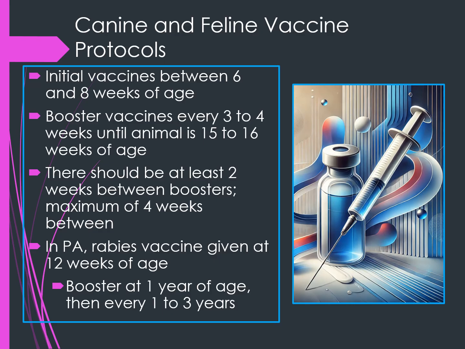There should be at least 2 weeks between boosters, but a maximum of 4 weeks. 3 weeks is a good number. And then, for example, in Pennsylvania, the rabies vaccine is given at 12 weeks of age, and we require a booster at 1 year of age, and then again every 1 to 3 years.